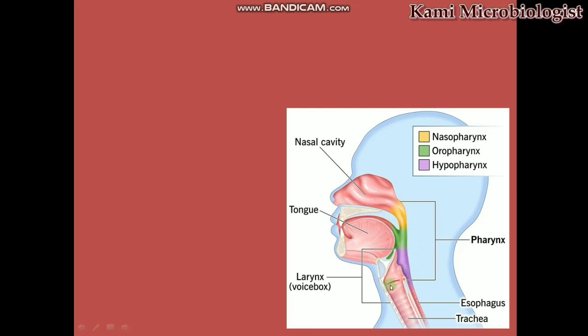Behind this trachea there is the esophagus, which is the pipe for the food. This is the tongue area, and this is the larynx area. On the larynx and esophagus area there is a cap-like structure which we call the epiglottis. There is also a structure which we call the tonsil. So this is all about the throat.